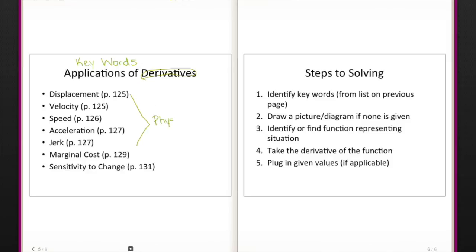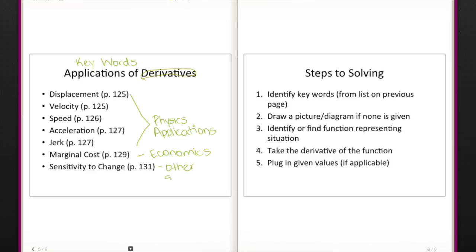We've got displacement on page 125, velocity on page 125, speed on page 126, and acceleration and jerk motion on page 127. These are all physics applications, very common in majors related to physics, applied mathematics, engineering, things of that sort.